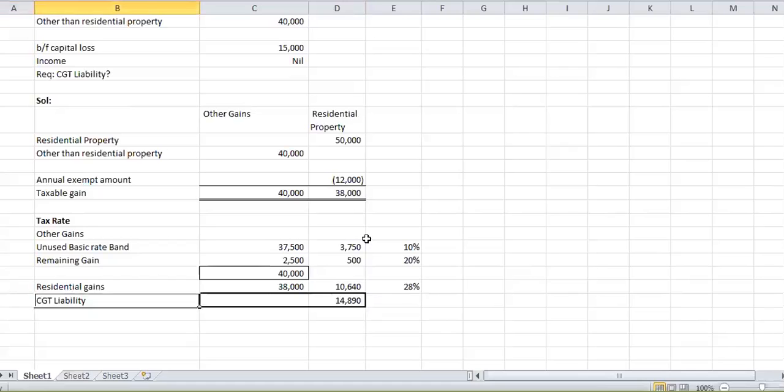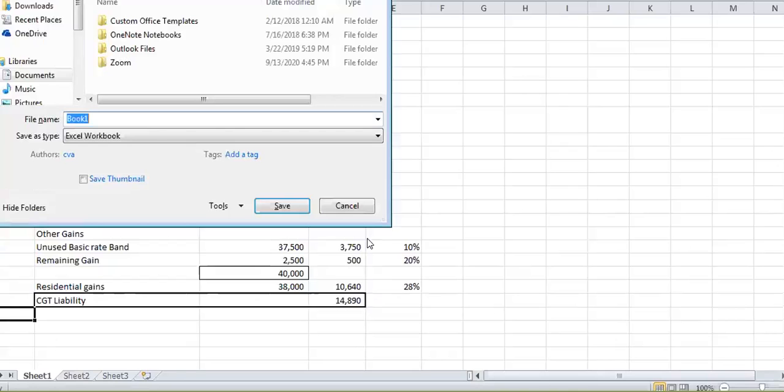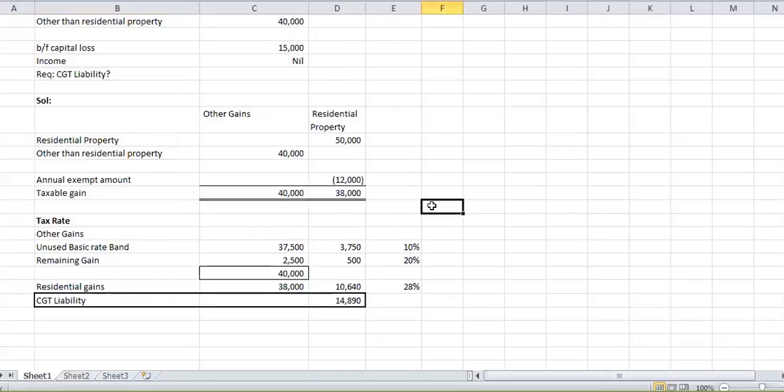Students, if you want to ask anything, you can ask. So we are done with the fundamental concepts of CGT: how to calculate capital gain, how to calculate capital gain tax, how to apply the tax rates. So we are done with the fundamental concepts of the capital gains tax. If you have any confusion, you can ask.